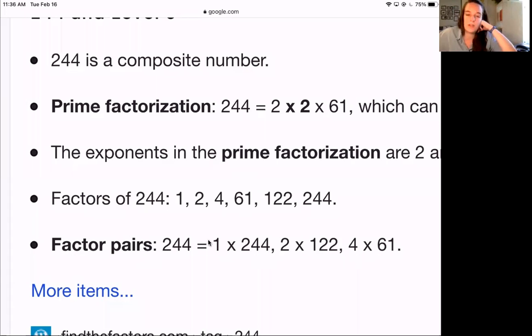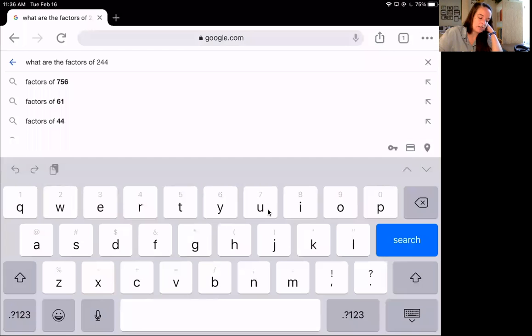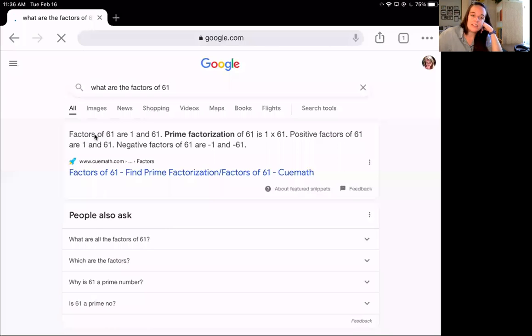You don't want to use the 1 option because it's not going to work in general. It's just not going to help us. If we use 2 and 122, we could then break down 122. I feel like it'd be easier just to use 4. Yeah, I think it's going to be easier. So you can use 4, and maybe I don't know what 61 is, so I might go up here and ask what the factors of 61 are. And it says 61 is prime.